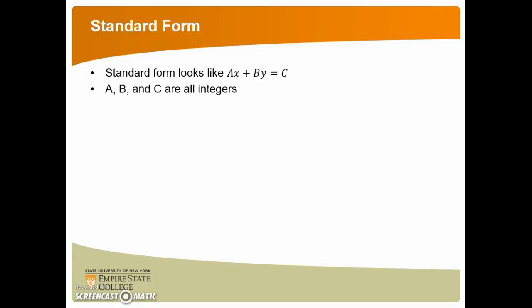The last form for the equation of a line is the standard form. This looks like ax plus by equals c, where a, b, and c are all integers. When graphing a line in this format, we have a couple of options. We could do some algebraic manipulation and transform the equation into slope-intercept form. However, there is an easier method.